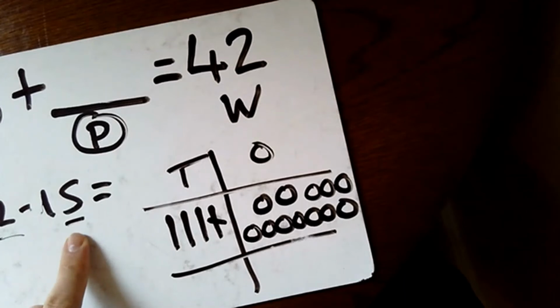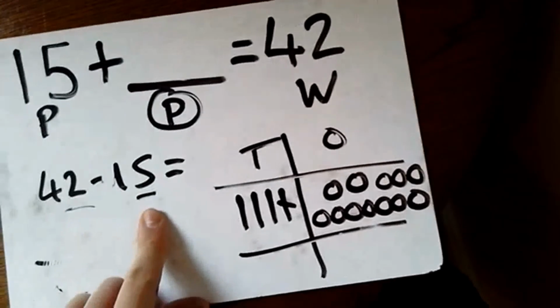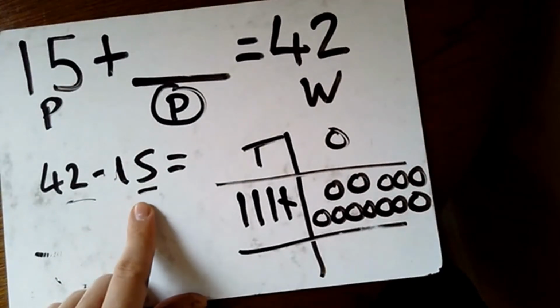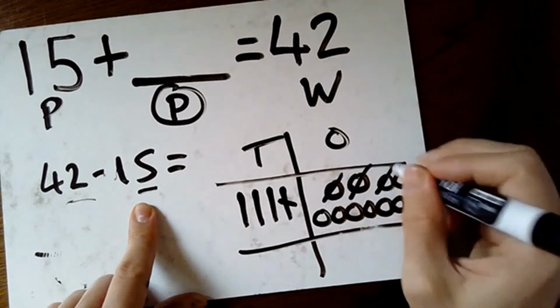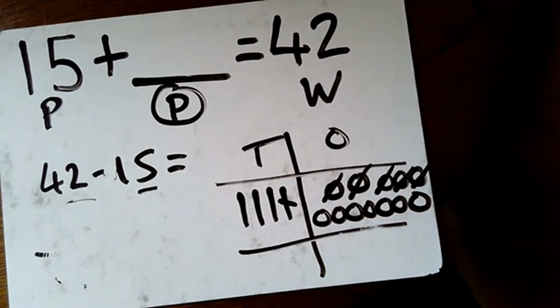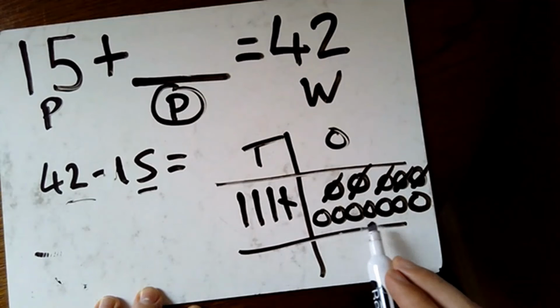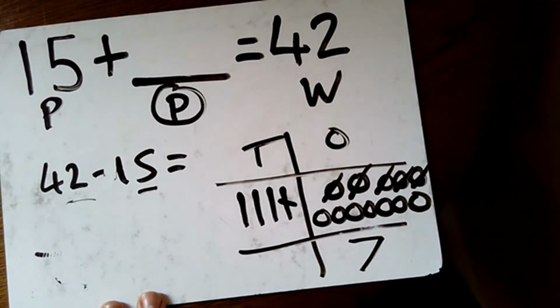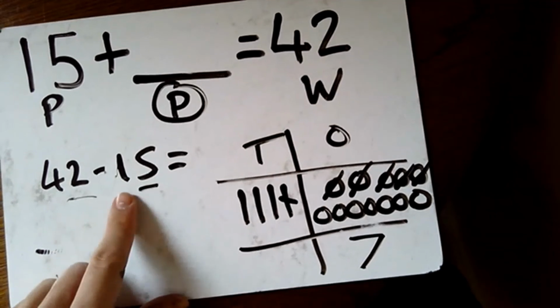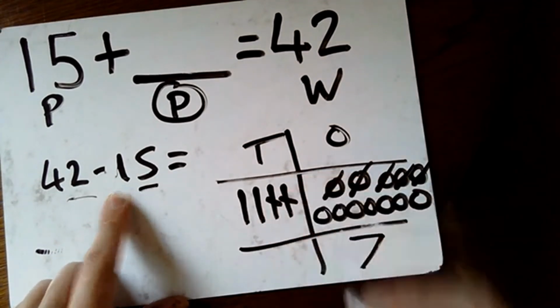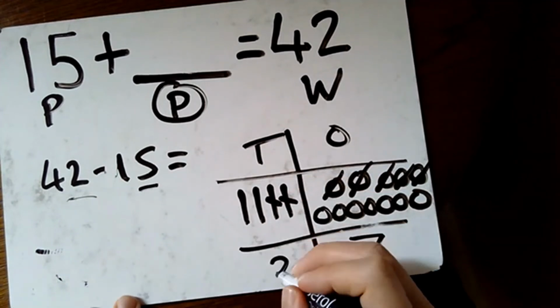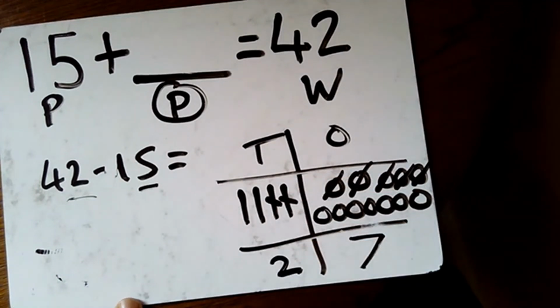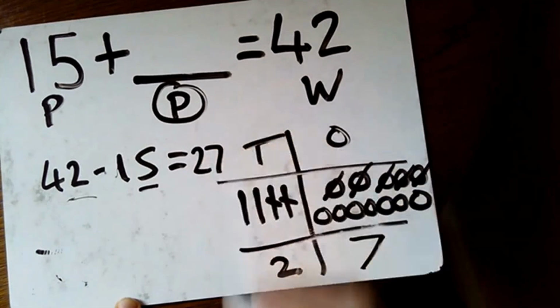Anyway, now I can subtract. Now I can subtract my 5 ones. 1, 2, 3, 4, 5. How many ones do I have remaining? 1, 2, 3, 4, 5, 6, 7. Okay. Now I can subtract my 10s. I have 1 ten to subtract. I have 2 tens remaining. Therefore, the answer is 27.